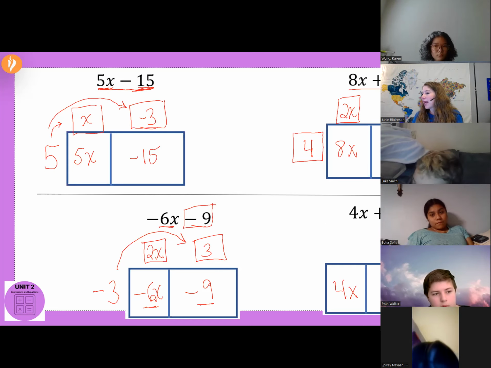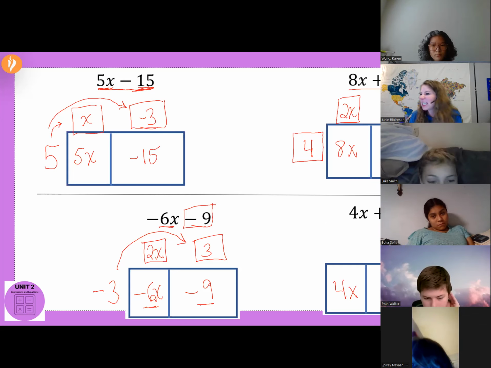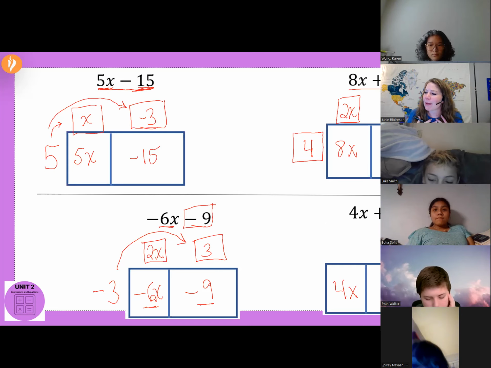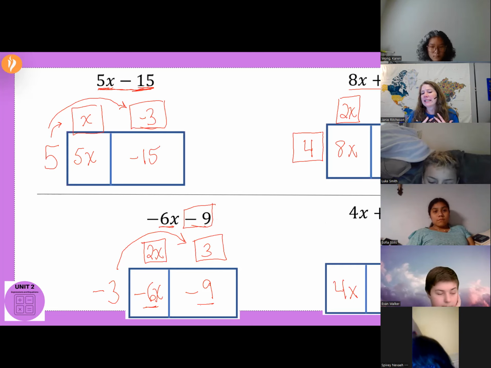Y'all are making me so happy. I love math, and y'all are sticking in here and you're getting it. Oh, my math heart is just beating so happily.